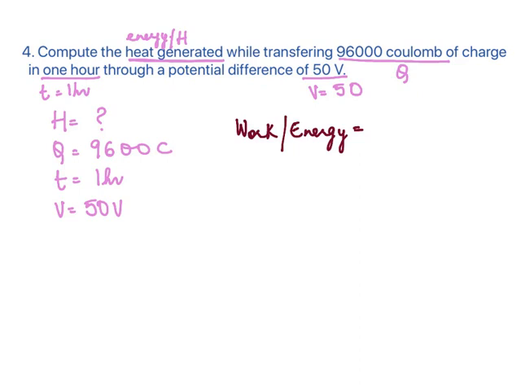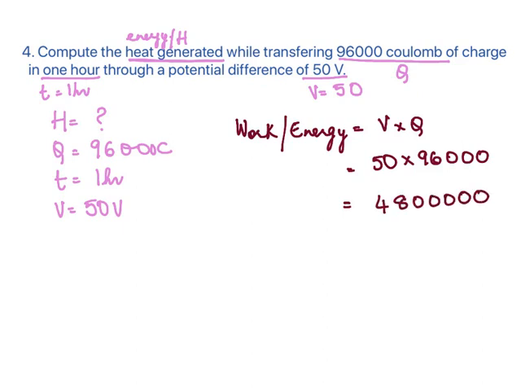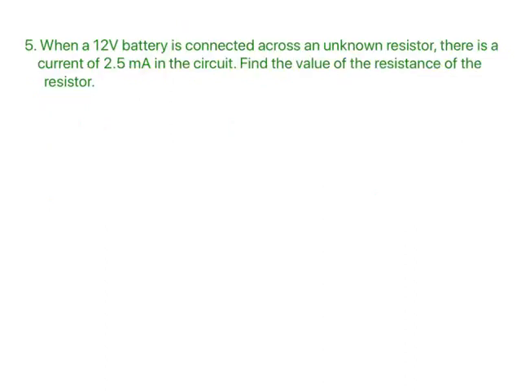The work done or energy is given as V into Q. So we know our V is 50 and the Q is 96,000. So here I think I have to put another 0 here. And the answer will be 4,800,000, and this is energy, so this will be in joules or work in joules.